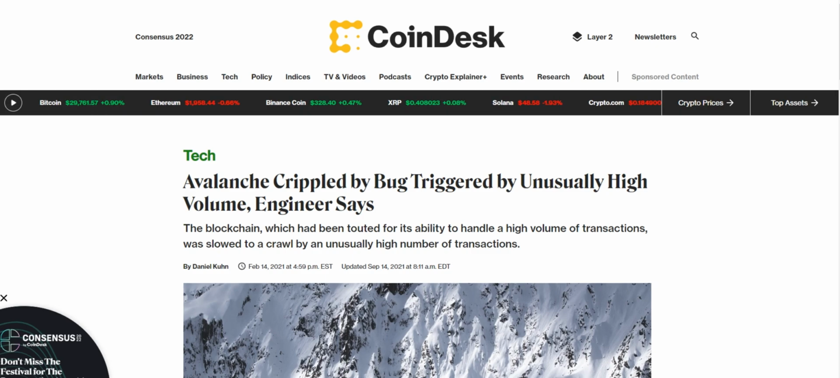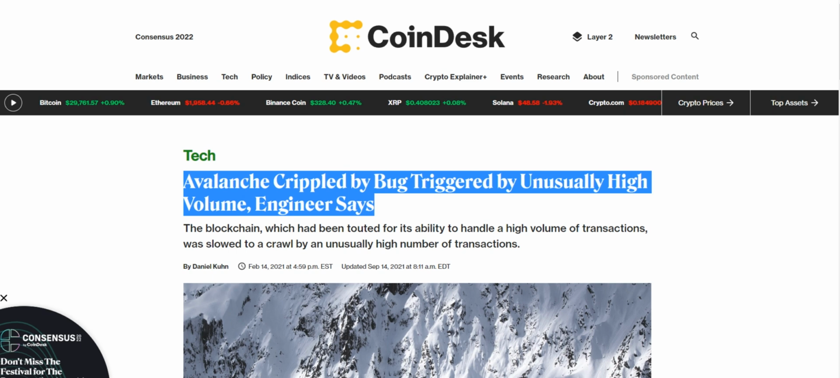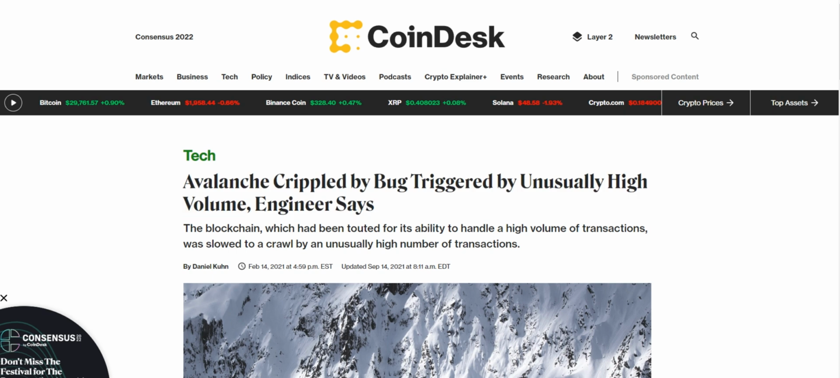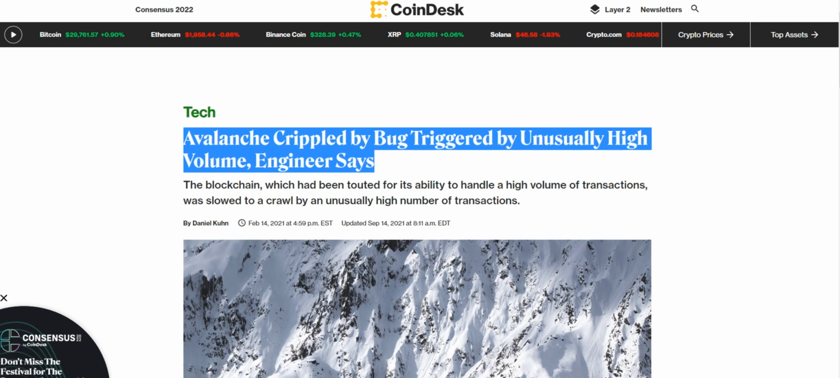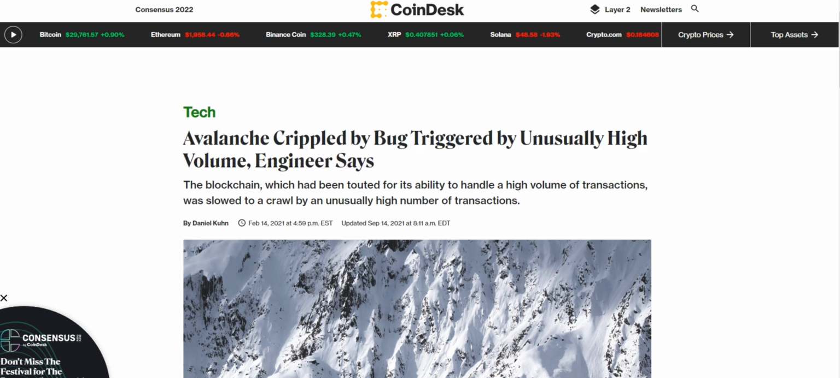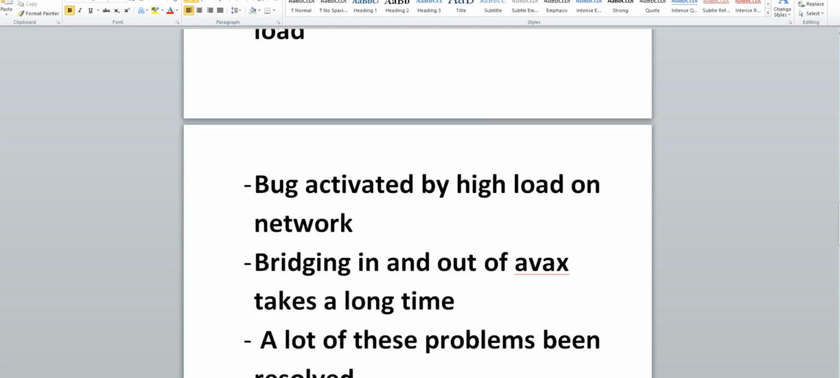So this right here: "Avalanche crippled by bug triggered by unusually high volume, engineer says." The blockchain, which had been touted for its ability to handle high volume transactions, was slowed to a crawl by an unusually high number of transactions. If you look at the date on this article, it says February 14th of 2021. This article is sort of relevant as of right now, and I'll explain later in the video why. But for now, let's stop right here because I'm not going to read out the entire article. So as I've mentioned, a bug is activated by high load on the network.